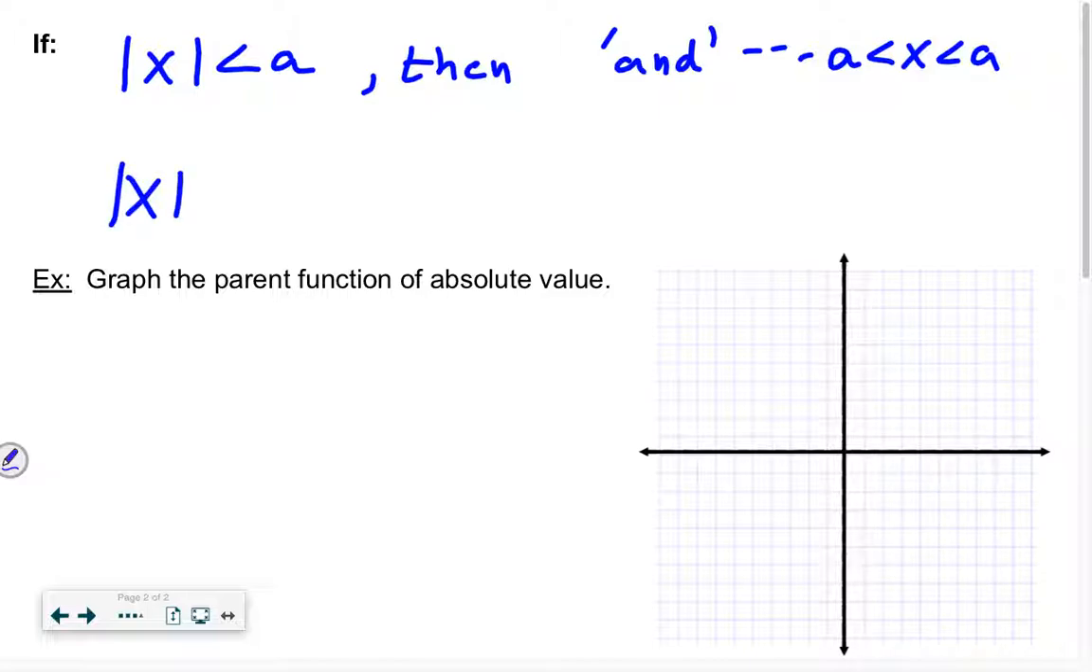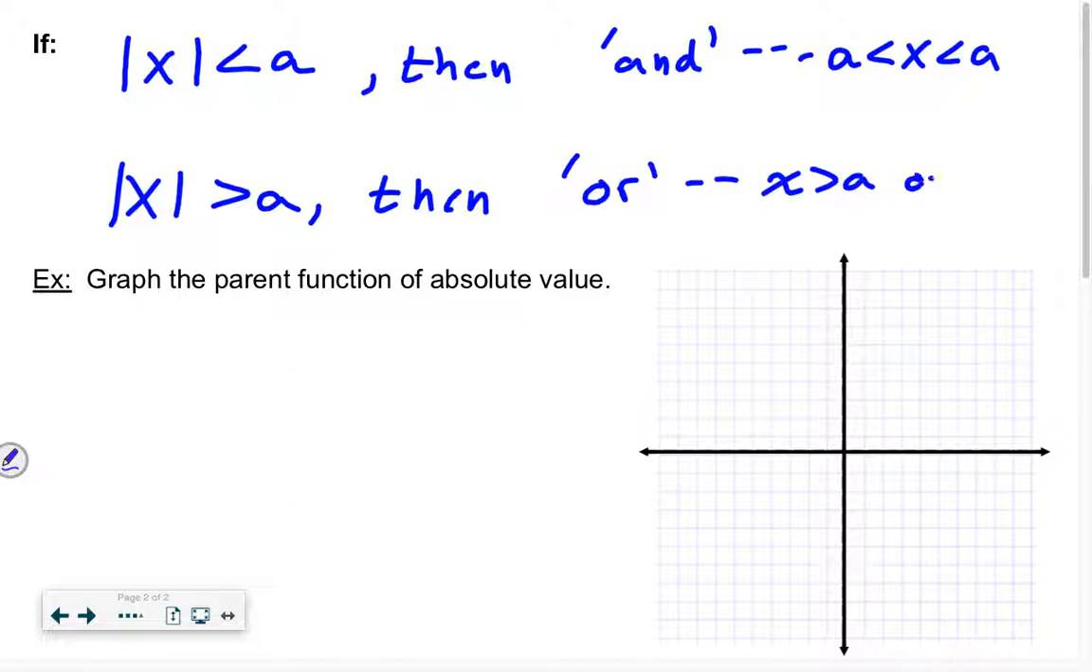The other scenario is when we have a greater than situation. This now indicates that we're dealing with an OR situation. Which means we can have the x's that are greater than A or x's that are less than negative A. Sorry.